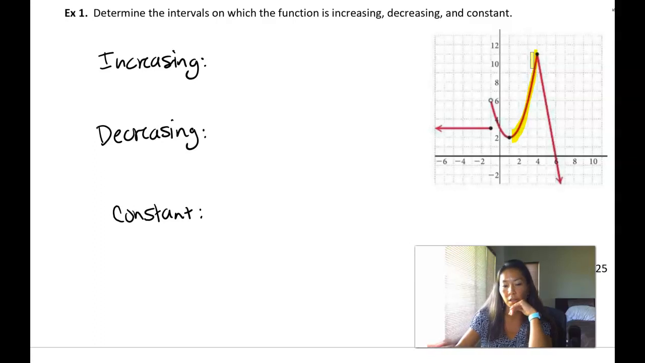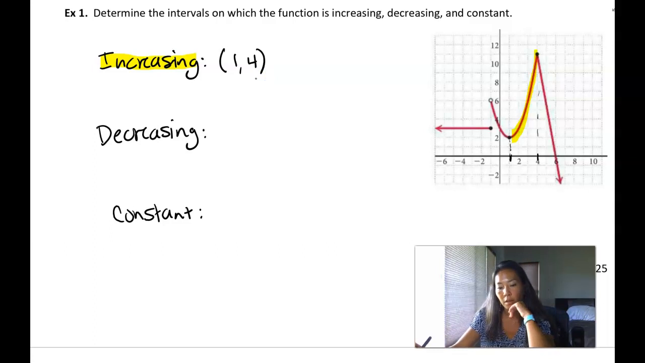That's it. Doesn't look like it's increasing anywhere else. So it's increasing on that interval. And how do we write that interval? You list the x value that it's going from to the next x value that it's going to. Not the y value, okay? Just the domain, the x values that it's increasing. So in this case, it'd be from 1 to 4.